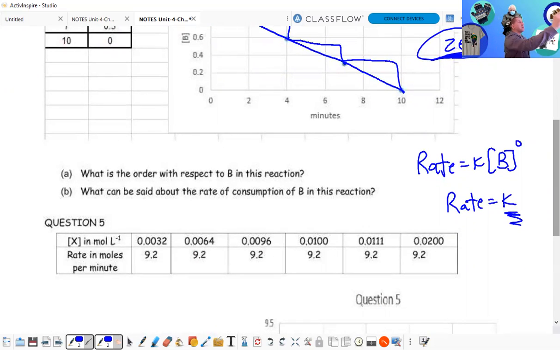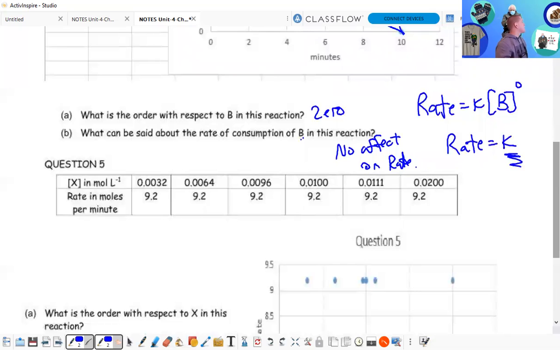All right, so what is the order with respect to B? It's 0. What can be said about the rate of consumption of B? It has no effect on the rate. No effect on the rate.